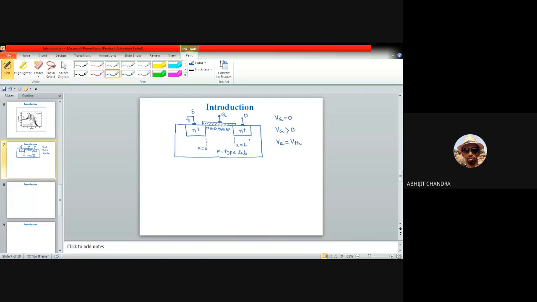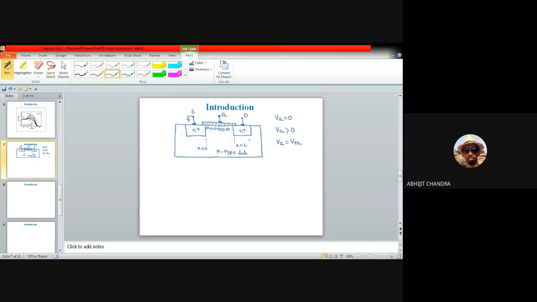As you move further, the channel dimension has been reduced significantly. When we were students, the channel dimension was as small as a few microns, almost 8 or 10 years back. Now the technology has advanced in such a manner, obviously because of the improvement in the field of VLSI and microelectronics.